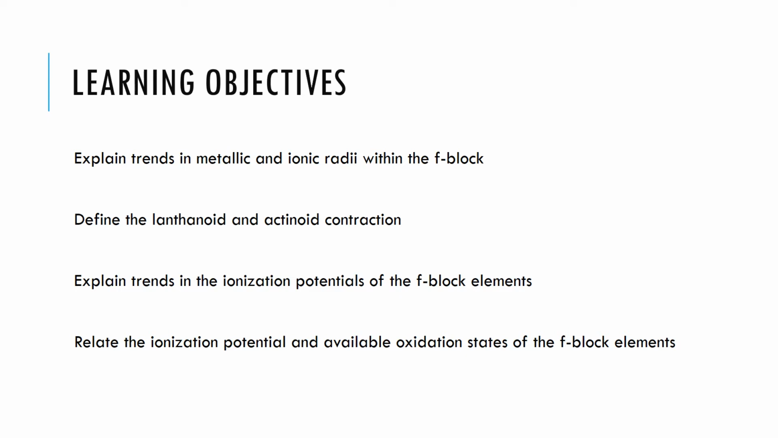I'd like to start thinking about explaining the trends in the ionization potentials as we cross the F-block. And I'd like to, particularly for the lanthanoids, relate those ionization potentials to a consideration of the available oxidation states in the F-block and what that means for some of the chemistries of the compounds that these elements form. And of course, that will become important as we proceed through the course and look in more depth at the chemistry that these elements exhibit.